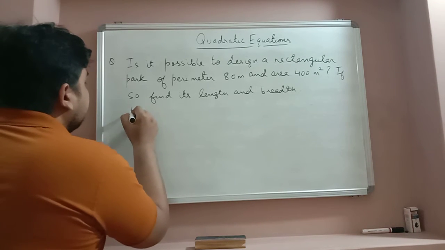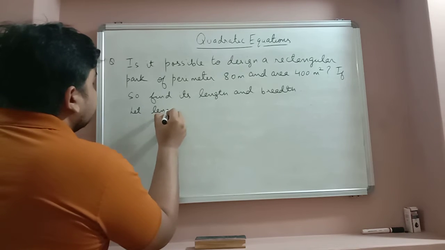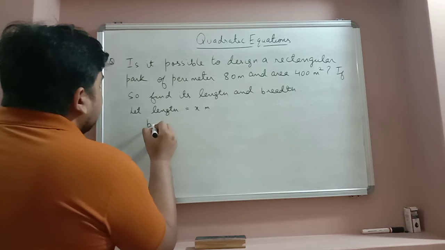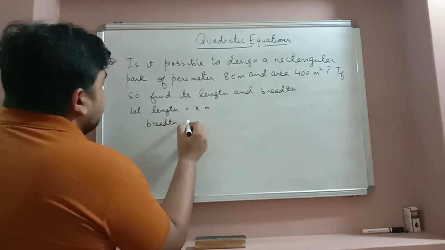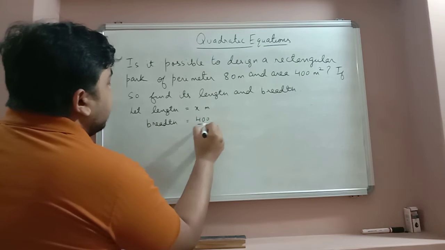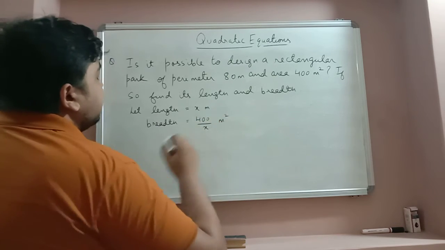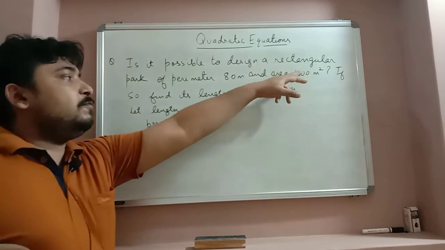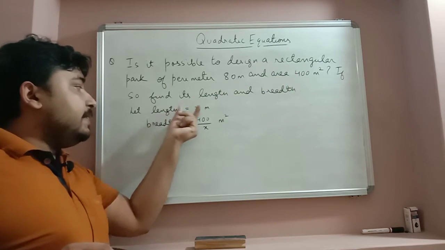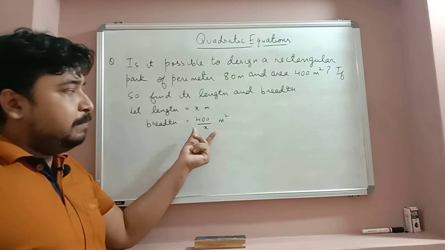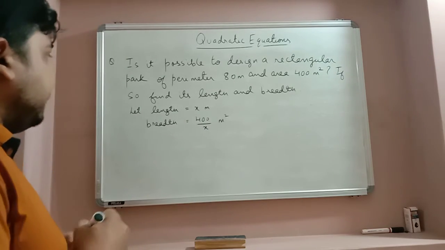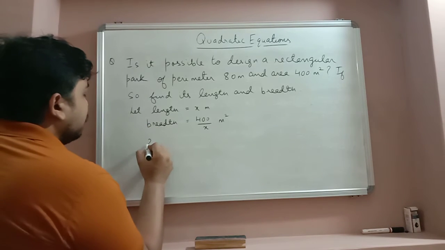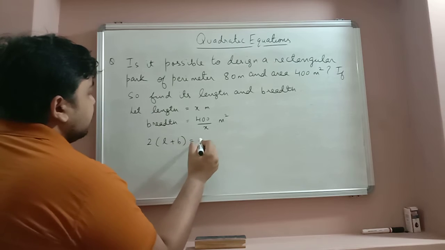Let me assume the length to be x meters. So automatically our breadth will turn out to be 400 by x if the area happens to be 400 meters square. Now area is length into breadth. So if I have taken length as x, breadth will automatically be 400 divided by x. Now the perimeter of a rectangle is given by twice length plus breadth. So 2 times length plus breadth will give me 80.